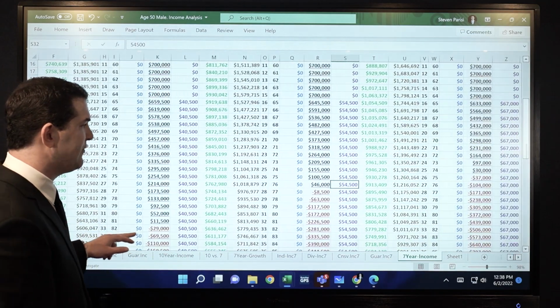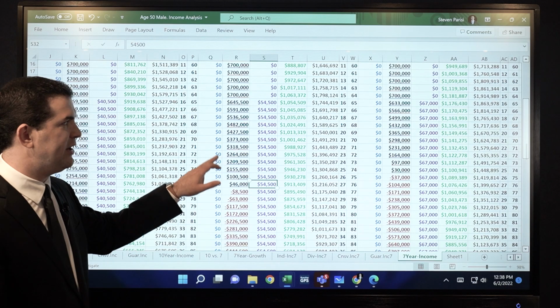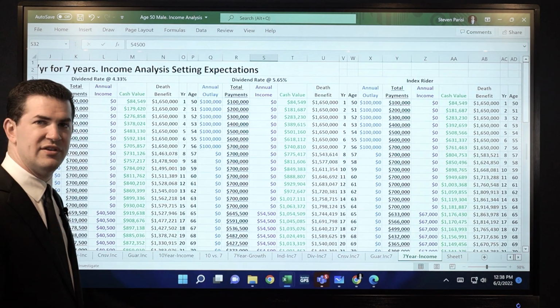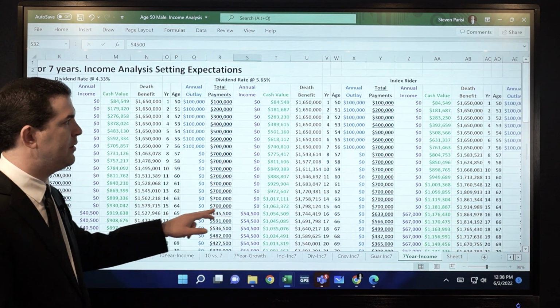Now, I said I was going to look at different examples here. There's your indexed example with the $67,000 per year. Remember that? Look at this.